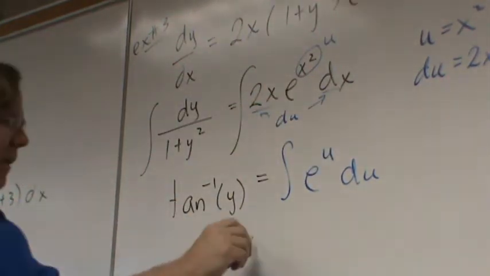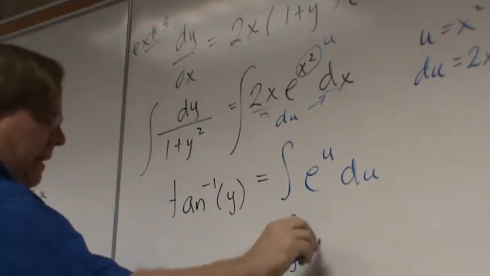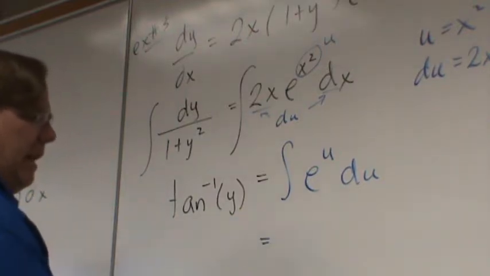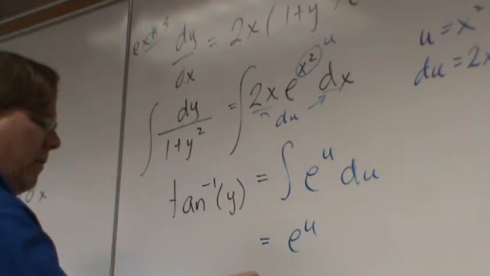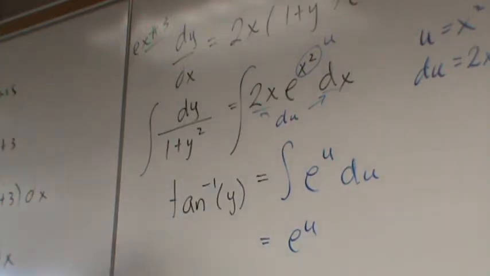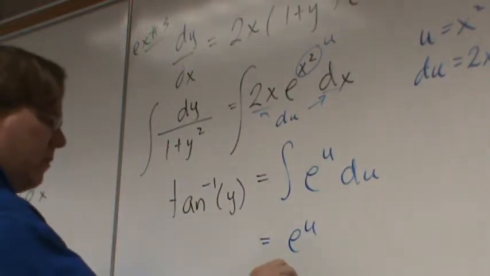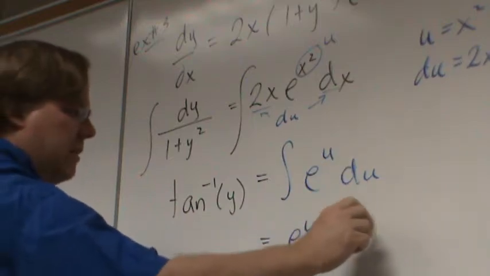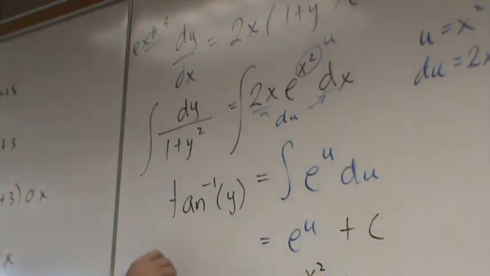And so now I can take the antiderivative, and I get e to the u. And now I'm going to have to back substitute, and I'll get e to the x squared. Oh, by the way, it's plus c. Okay.